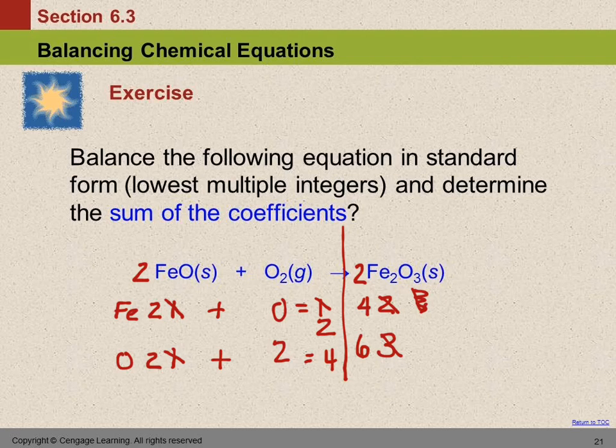Sometimes that happens. You screw up something that you had fixed before. Well, what do? Well, let's go fix the irons. So I've got 4 on the right, I need 4 on the left. So I'm going to have to change this to a 4. And that's going to change this to a 4 and this to a 4.